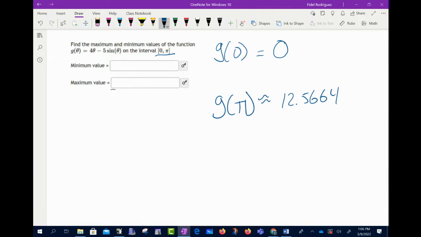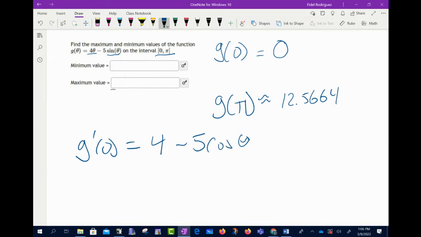All right. So for my next step, y'all, we need to find g prime of 0. Okay. So let's see. What's the derivative of 4 theta? 4, right? Because it's the number, and so again, think about it as like 4x before, right? Minus 5. What's the derivative of a sine theta? Anybody remember? What's the derivative of sine? Cosine theta, right?